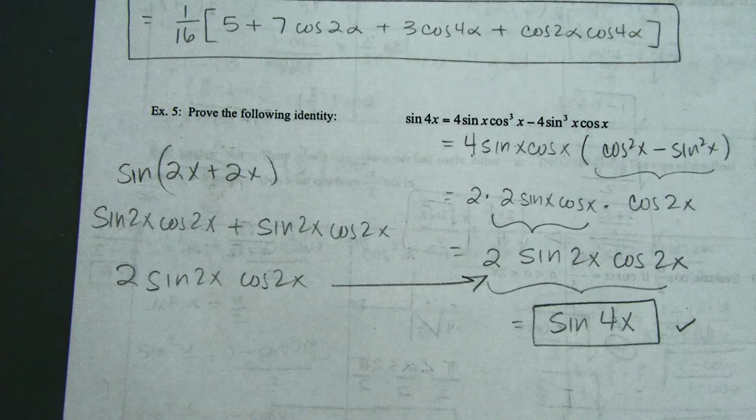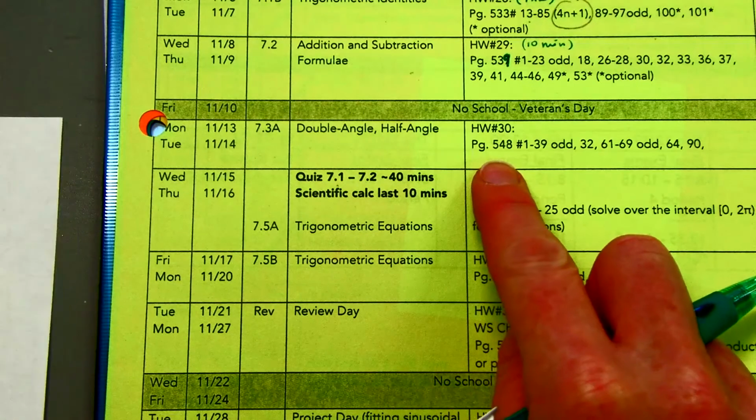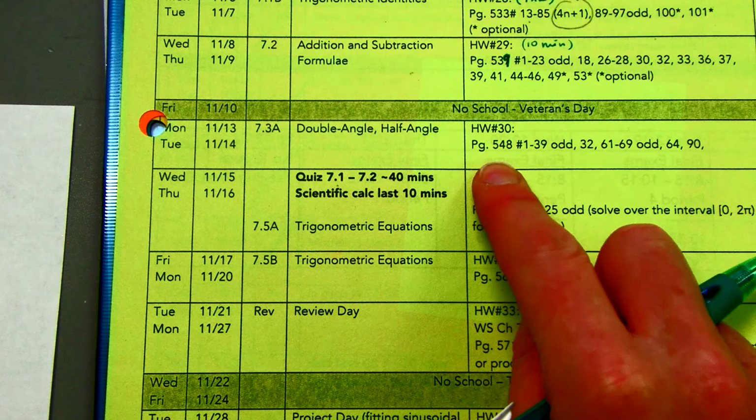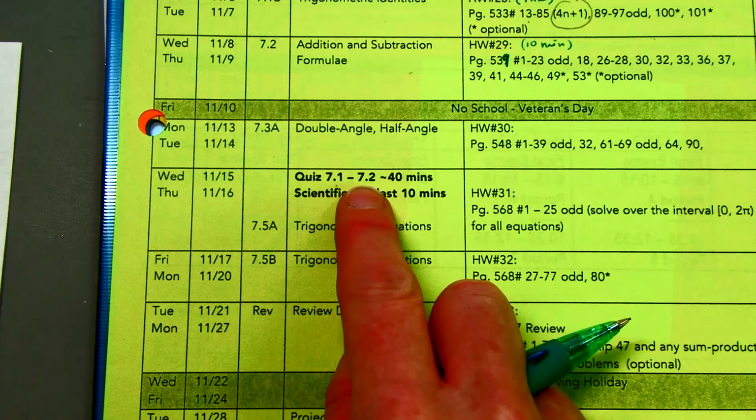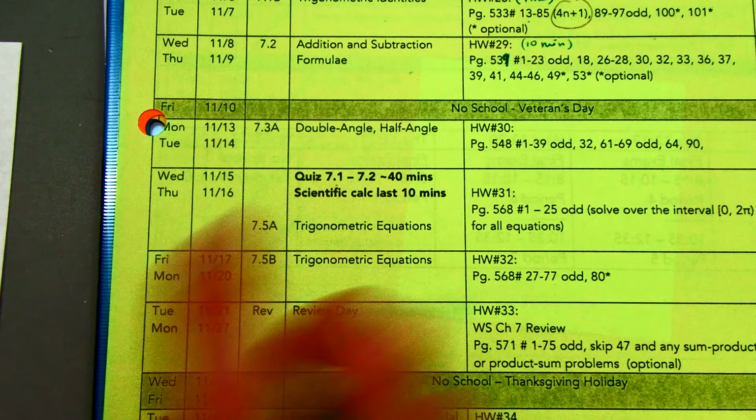Okay, so you've got some homework for tonight on page 548. The stuff we talked about today is not on the quiz. Okay, the quiz is only 7-1 to 7-2.